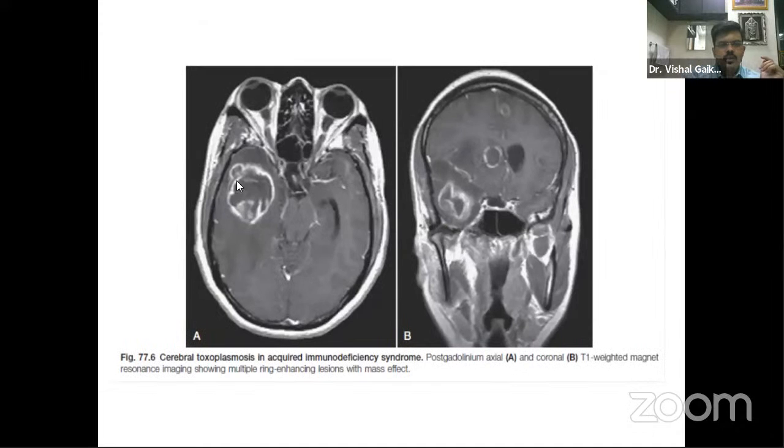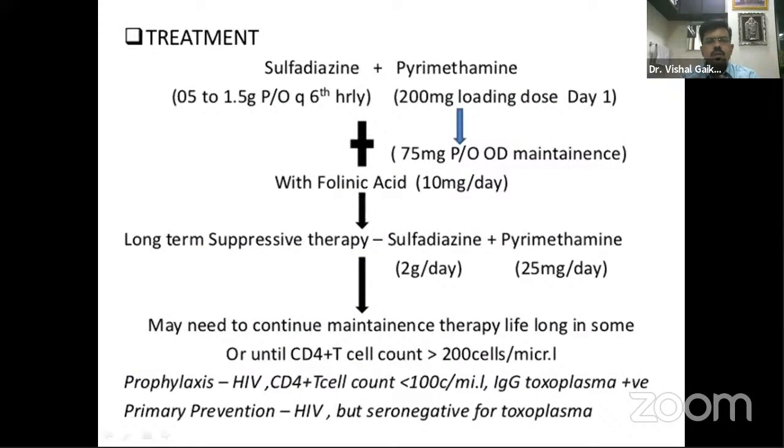So this is the typical case of toxoplasmosis, where there is a thin rim, irregular enhancement, and multiple sites. Treatment: the gold standard treatment for toxoplasma is sulfadiazine plus pyrimethamine. If the patient has a sulfa allergy, clindamycin also can be used in place of sulfadiazine. It should be used with folinic acid. And for long-term suppressive therapy also, the sulfadiazine plus pyrimethamine combination has to be used. It should be continued in a maintenance dose lifelong, or till the CD4 count is more than 200.